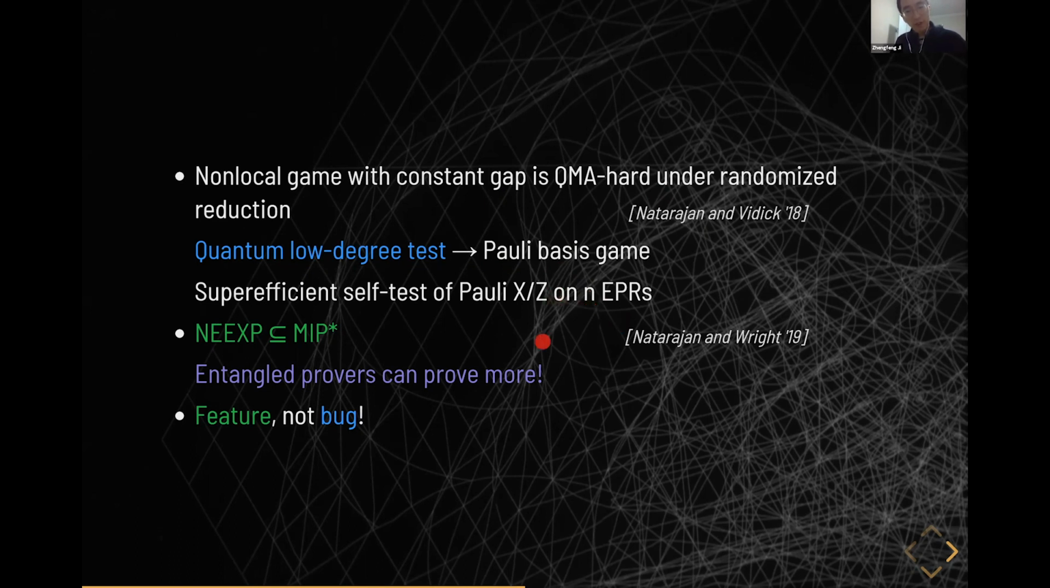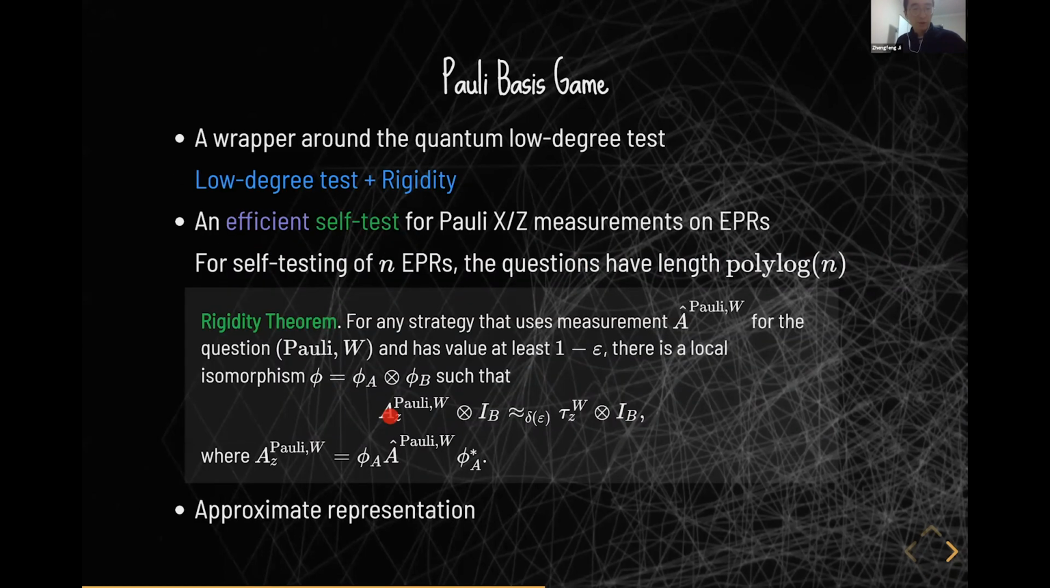And more recently, Natarajan and Wright proved a lower bound, so it's bigger than NEXP, the classical characterization, in MIP star. So it separates MIP star from MIP, and you can show that entangled provers can actually prove more. Our work is built upon this work to prove that MIP star is RE. So this Pauli basis game is a powerful primitive that we will use.